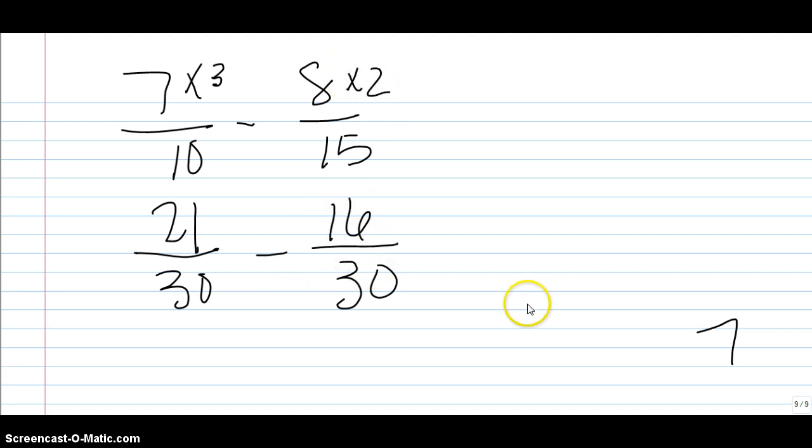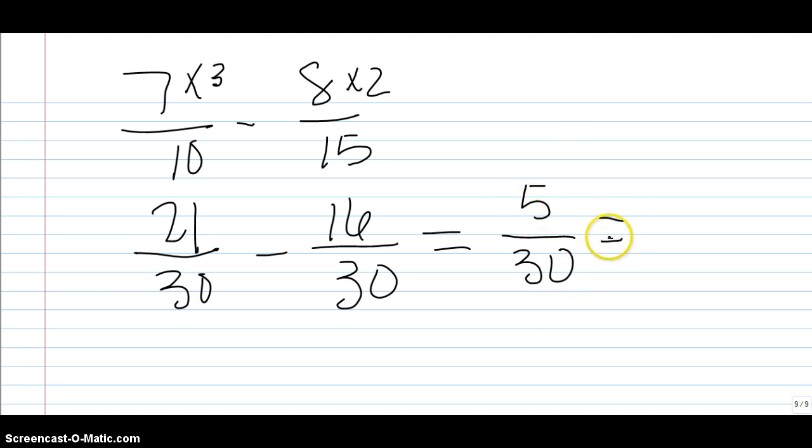Okay, so now we have just found our equivalent fractions with the same denominator, so now we're able to subtract them. Keep in mind you want to keep your same denominator as you do this. So what's 21 minus 16? That'll give you 5. So we have 5 over 30, but we always want to simplify if possible.